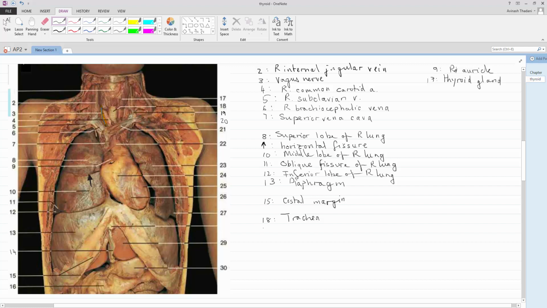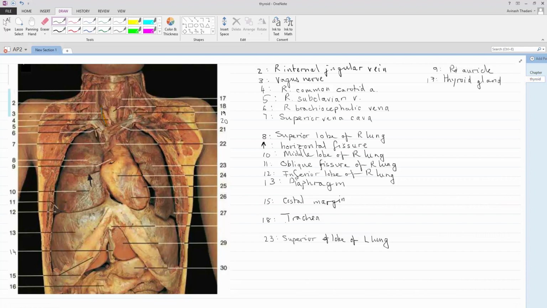23, back to the respiratory system, so let's label that. That's the superior upper lobe of the left lung. 24 is back to the heart. That's the right ventricle. 25 is the left ventricle. 26 is the anterior intraventricular sulcus, and underneath that is the intraventricular septum.